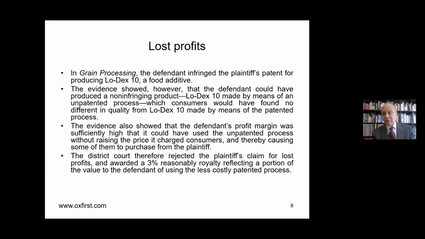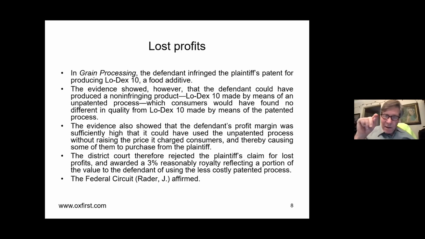So on that logic, the district court in this case rejected the plaintiff's claim for lost profits and awarded a 3% royalty, reflecting a portion of the value to the defendant of using the less costly patented process. And so the Federal Circuit, in an opinion by Judge Rader, affirmed that decision.